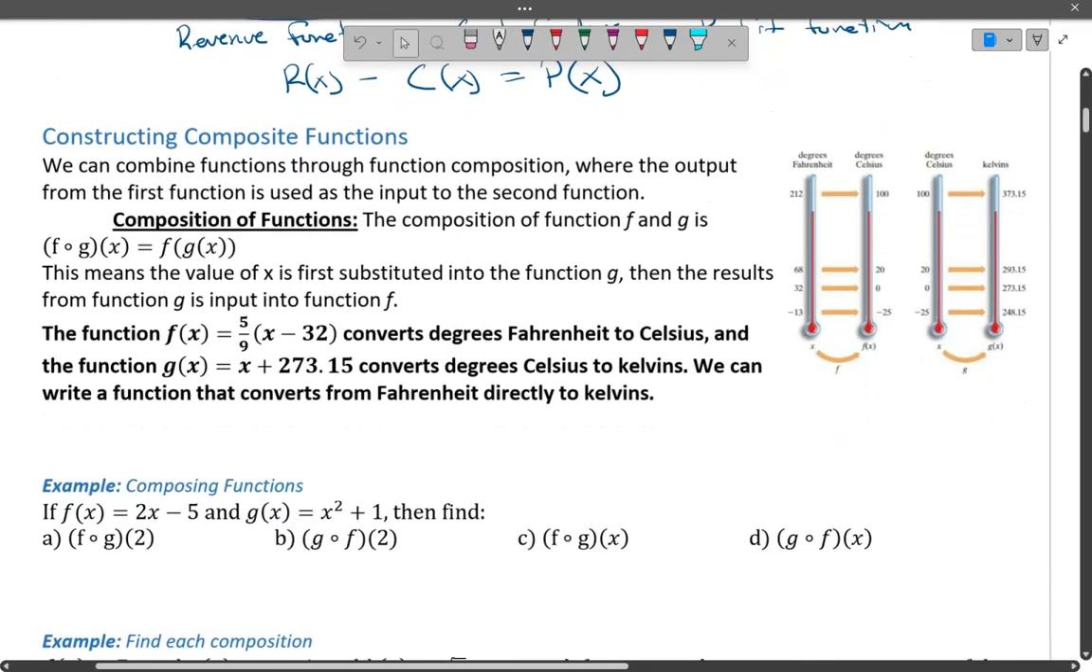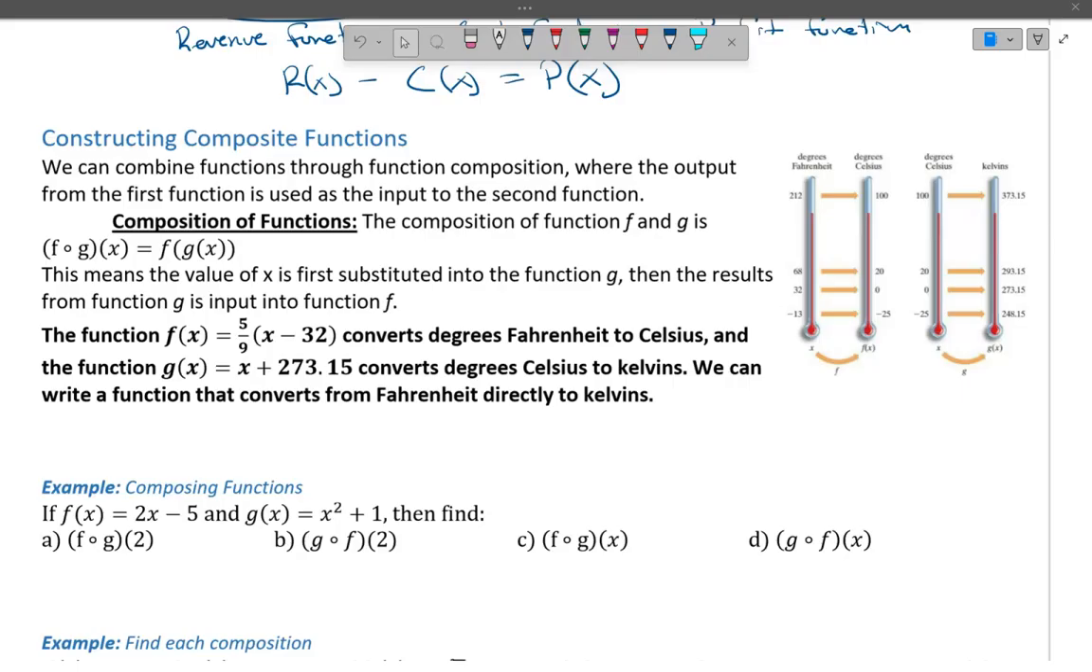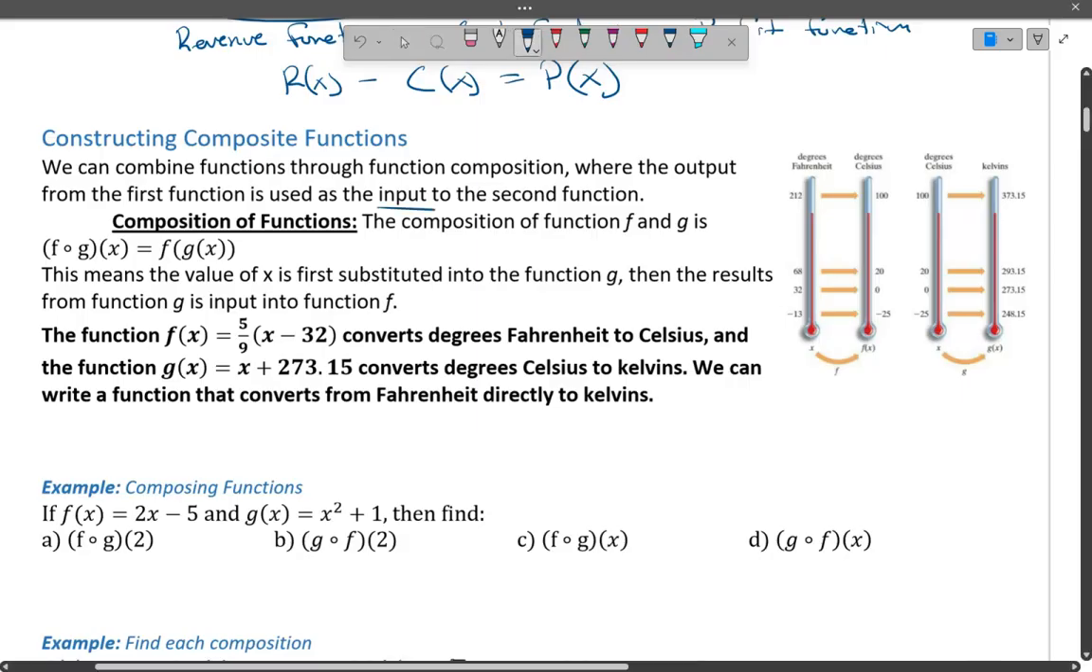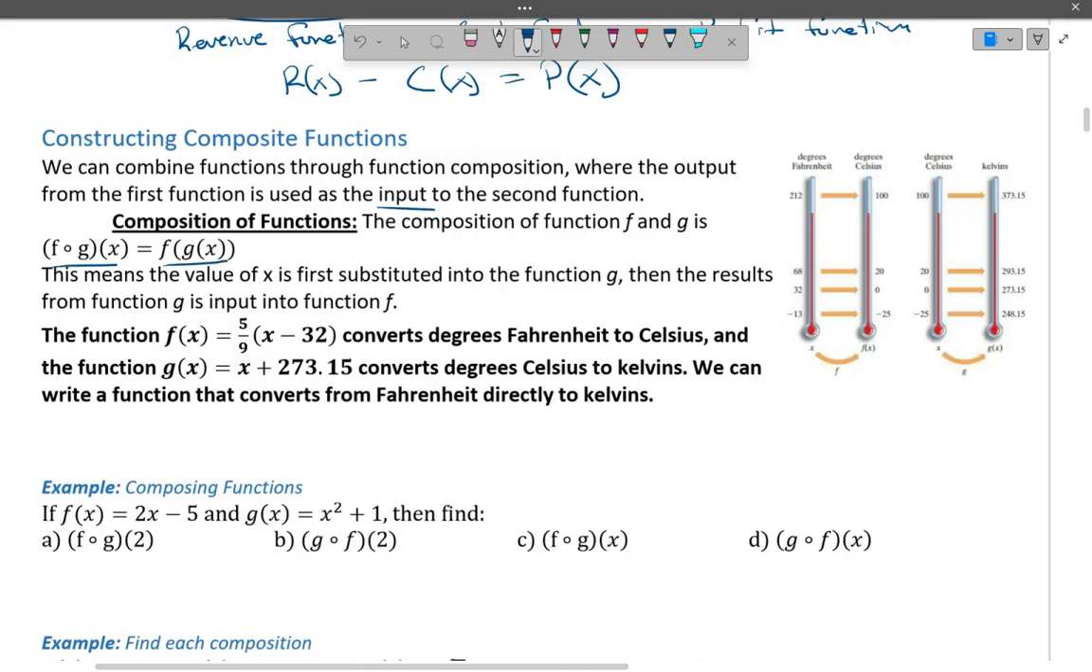Composite functions are similar in that we can combine functions together, but in this case, one function is being used as the input into the second function. So we have a couple different notations that we use. This symbol shows up a lot, and a lot of students mistake it for multiplication. It is not multiplication. It is the symbol that means composition. And what that means is that the second function is the input into the first function.